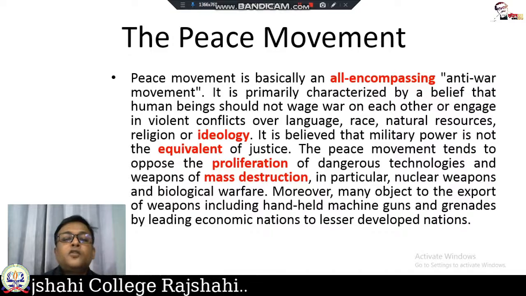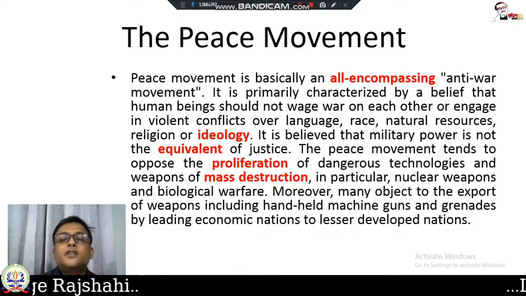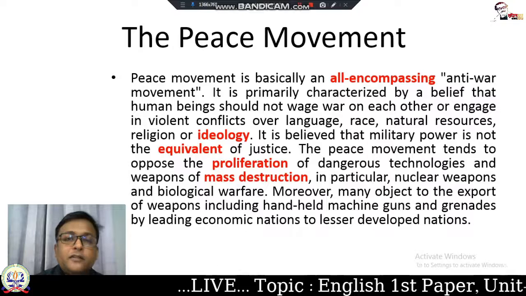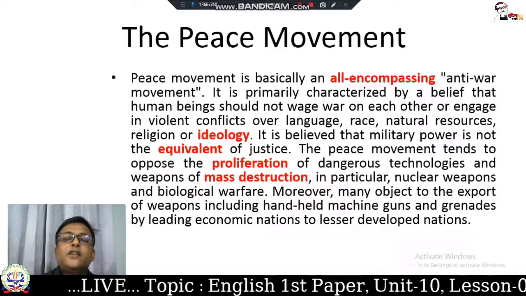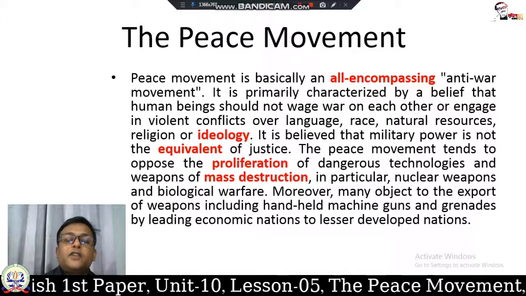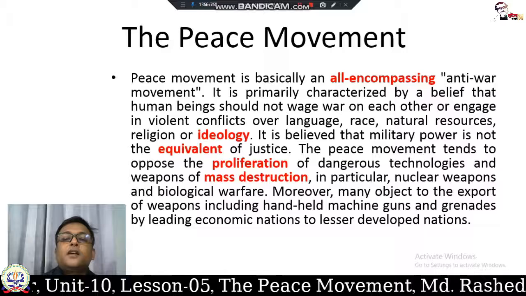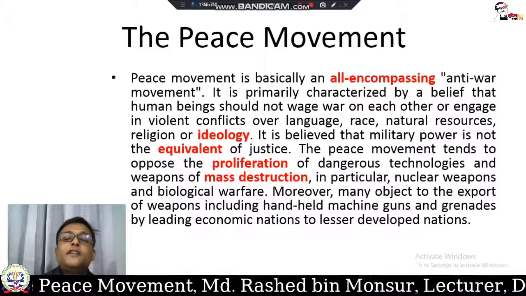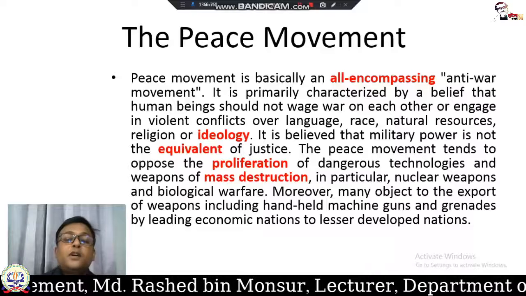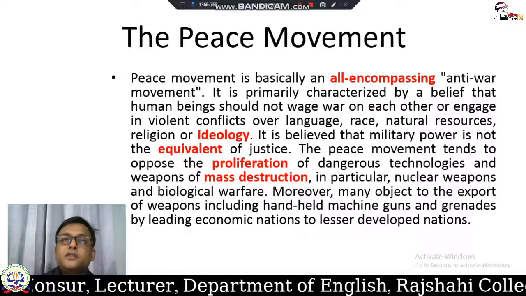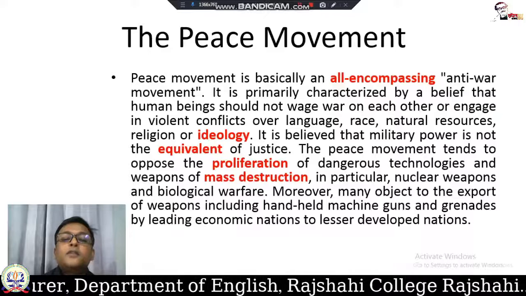Now, the peace movement tends to oppose the proliferation of dangerous technologies and weapons of mass destruction, in particular nuclear weapons and biological warfare. So, proliferation, okay? Proliferation is actually expansion, all right, to scatter something all over the world. Proliferation is actually the growth. So, peace movements always oppose the proliferation or the expansion of dangerous technologies. So, in our present world, some countries use dangerous technologies to make different kinds of weapons, and some of the weapons are the weapons of mass destruction.